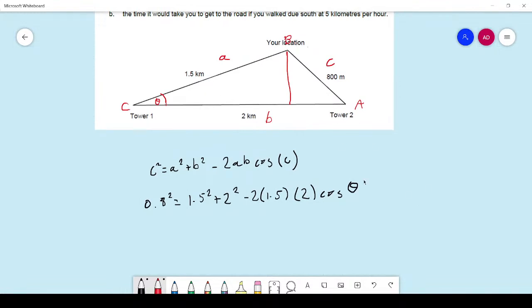Important thing to note when using the cosine rule is that this angle theta is enclosed by the sides A and B. Right, so it's very important that A and B can be swapped, but it's very important that A and B enclose this angle theta. Alright, so now let's just do some arithmetic.